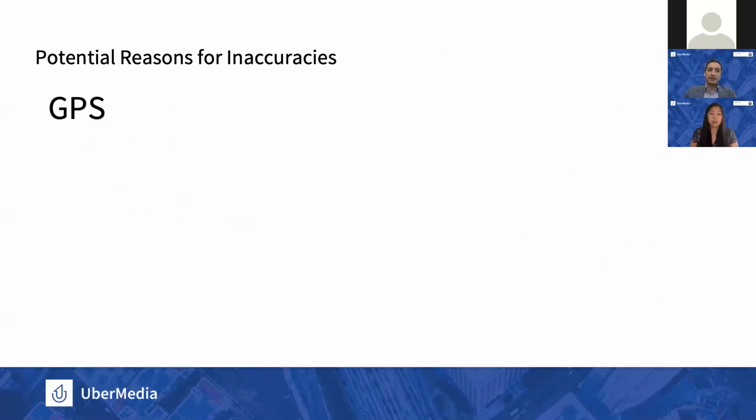GPS tells your phone, or tells the app, where the phone is. All your smart devices have a GPS chip in there. It's a very small thing that is pretty much trying to triangulate where it is when it's being activated.